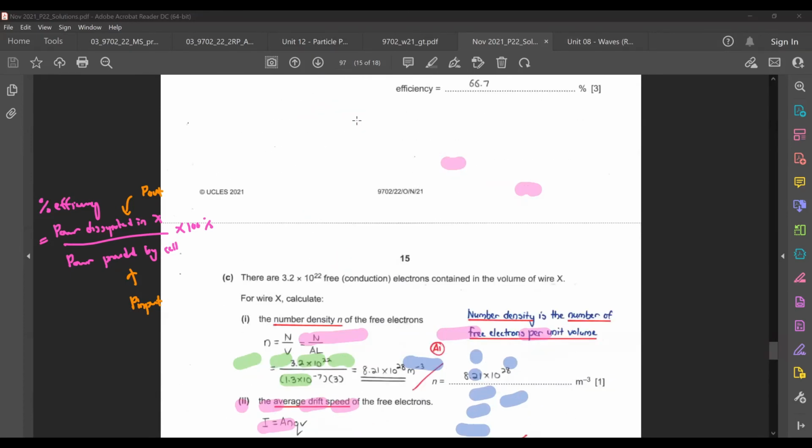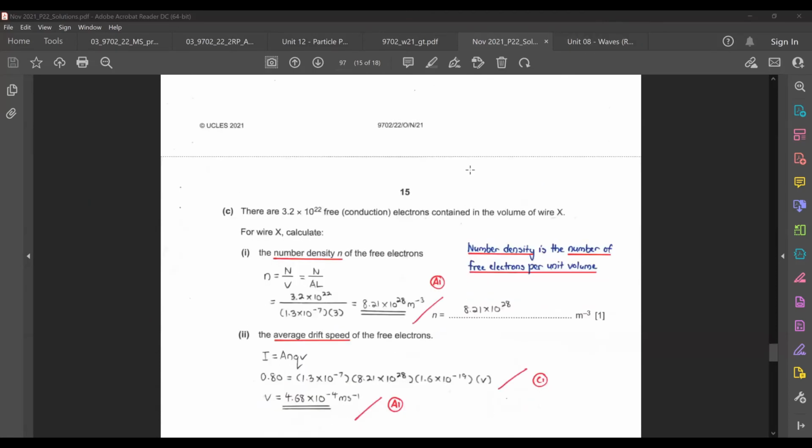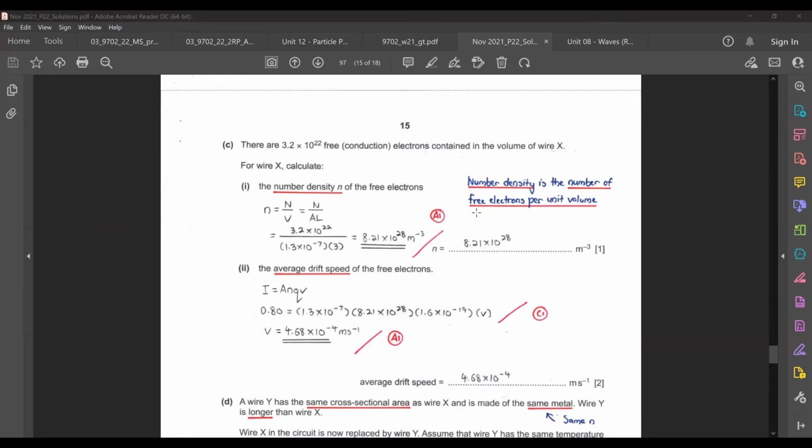Okay, then after that, we go on to part C. Now, there are 3.2 times 10 power 22 free conduction electrons contained in the volume of wire X. For wire X, calculate the number density n of the free electrons. This one I think shouldn't be that difficult. You just need to know the definition of number density. Number density is the number of free electrons per unit volume.